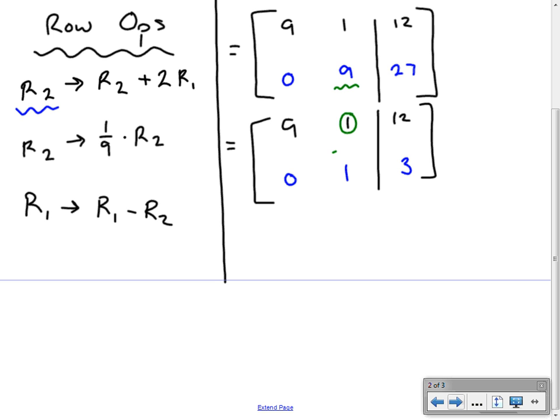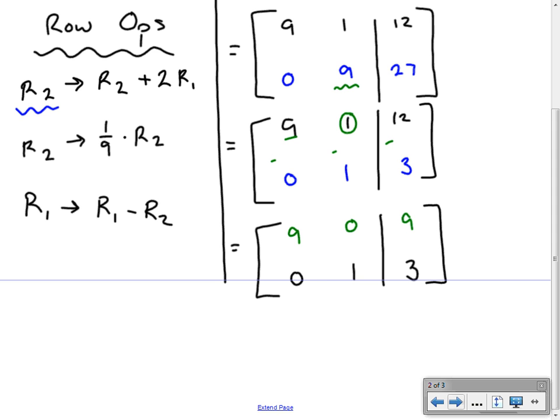Now, again, the only thing that's changing here is row 1. We're using row 2 in our calculation, but row 2 itself is going to stay the same. So I'm going to go ahead and just copy down row 2. So here's what we're going to do. 9 minus 0, so this stays 9. 1 minus 1 we said gives us 0. And then 12 minus 3 gives us a 9 here.